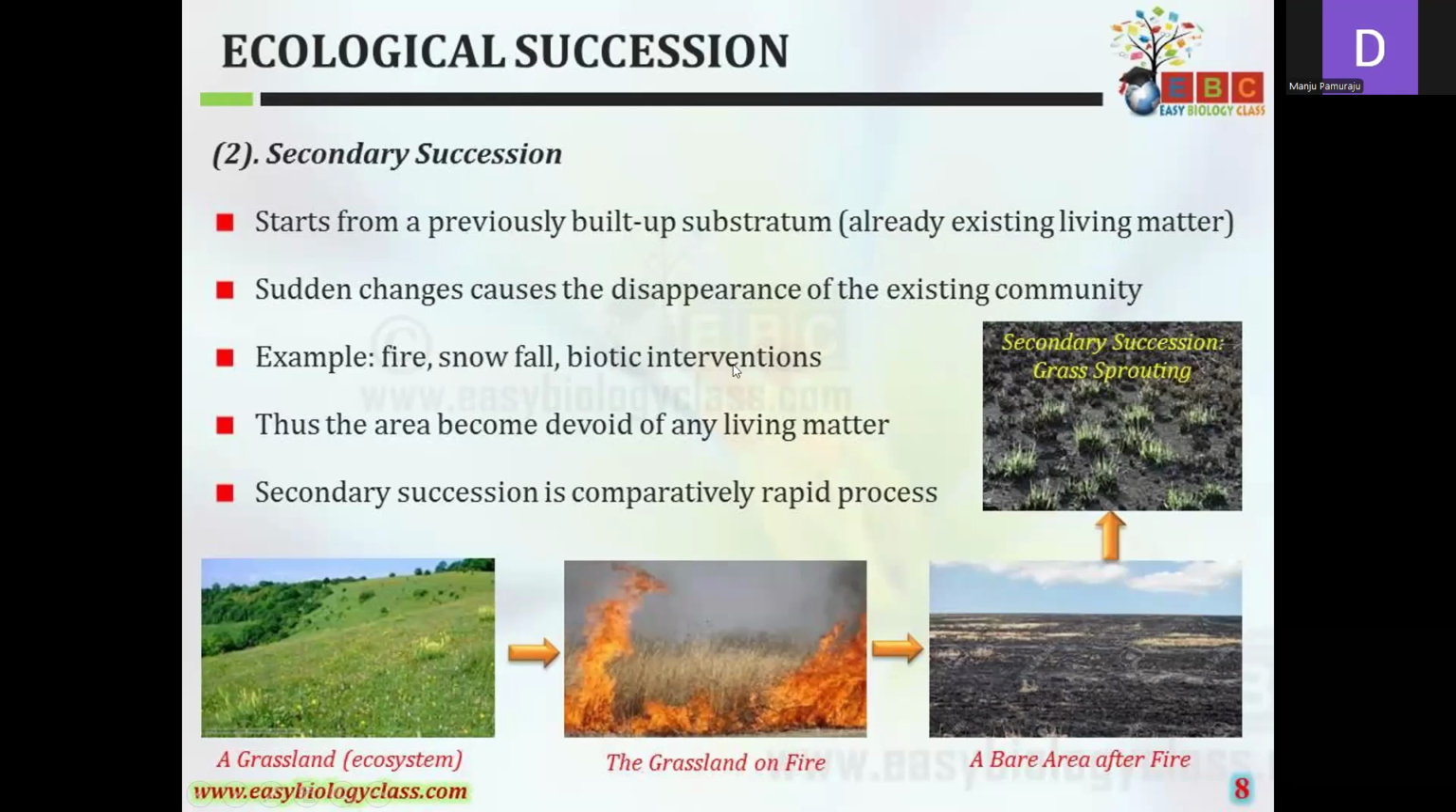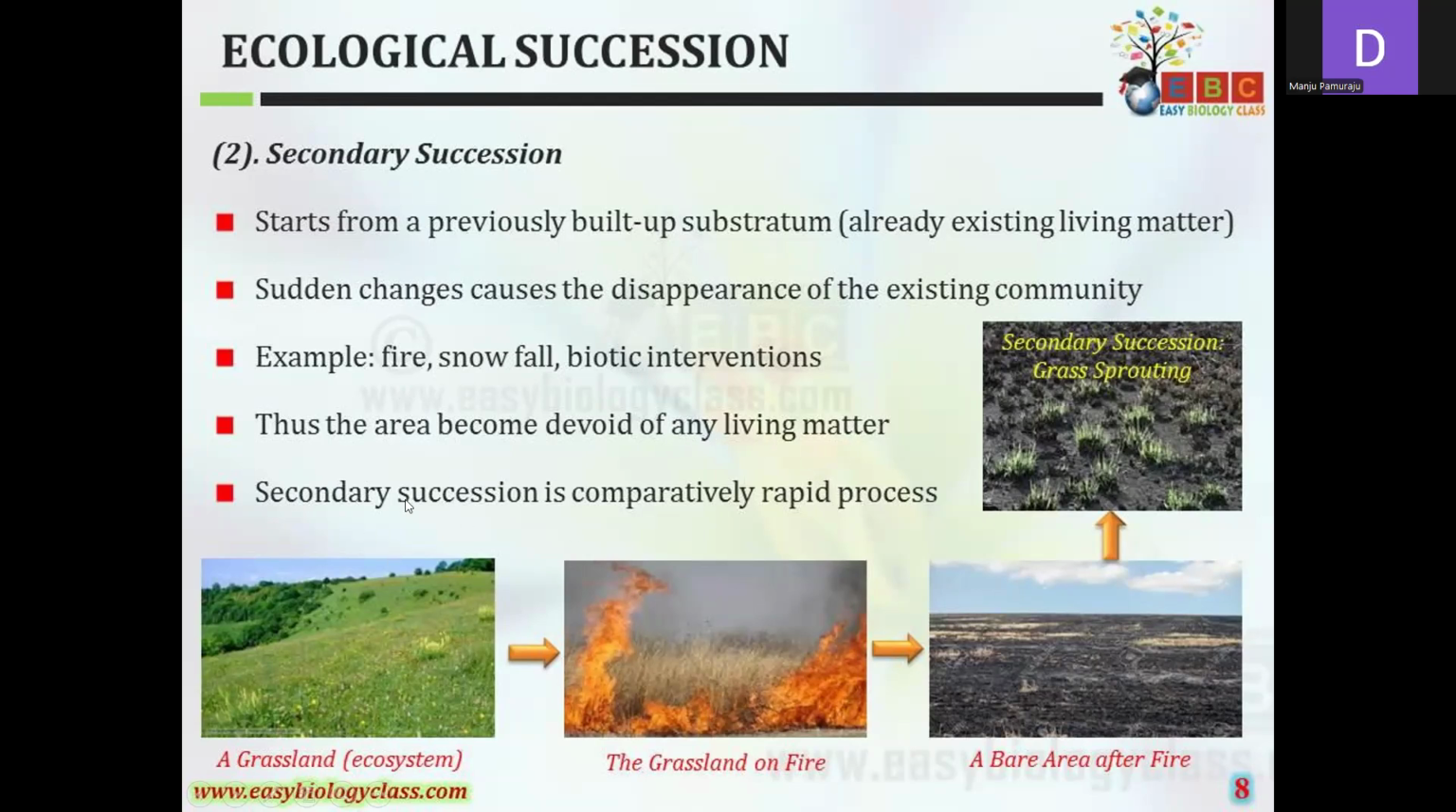For example, in a forest, what happens due to a forest fire? The plants growing in that forest area will become diminished. Then in that area again, from seeds and some perennial plant parts which are present inside the soil, they start growing after this fire accident. So here again they start. So it is called secondary succession. Thus the area becomes devoid of any living matter.